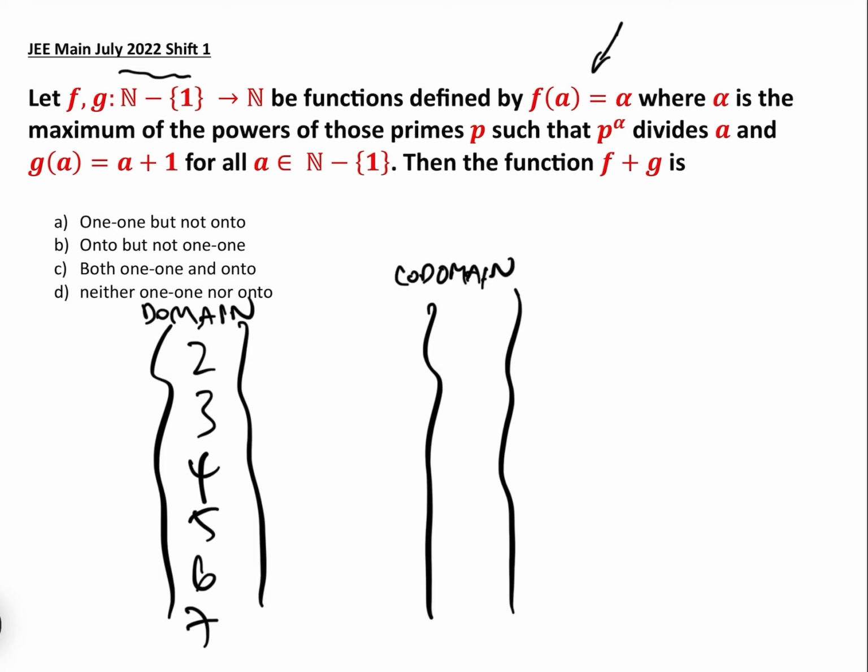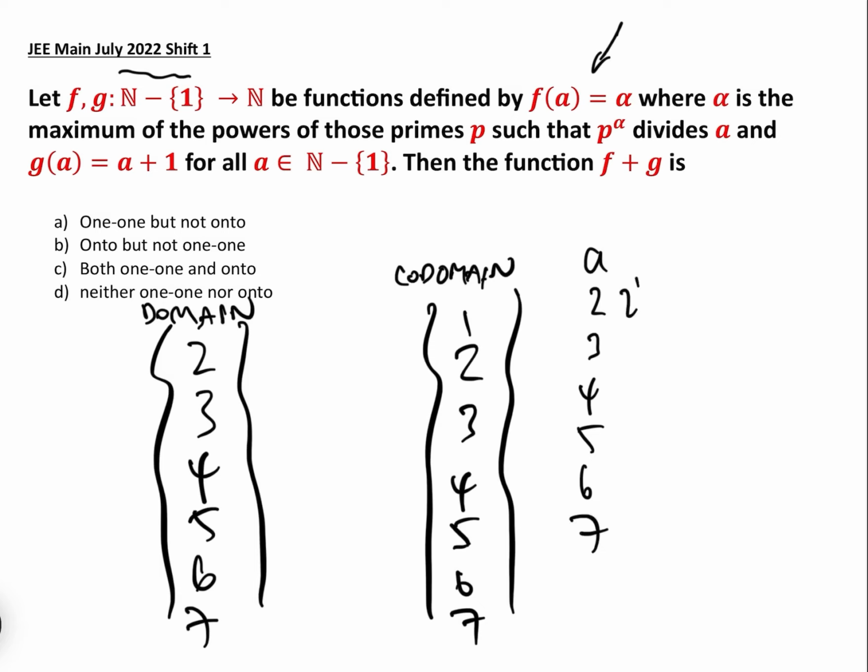The codomain is all of the natural numbers, so that's 1, 2, 3, 4, 5, 6, 7, etc. And now let's just have a look at what actually this function does. So when a is basically 2, 3, 4, 5, 6, or 7, then the prime factors of that are 2 to the 1, 3 to the 1, 2 squared, 5 to the 1, 2 to the 1 times 3 to the 1, and 7 to the 1.